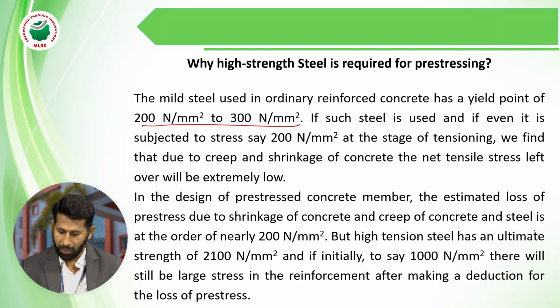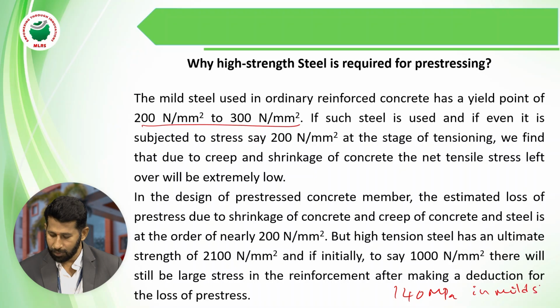It is not used with mild steel because of the initial stress of 140 MPa in mild steel. So the initial losses are more for mild steel, and therefore high tensile steel is used, 200 to 2100 MPa steels. There will be large stress in the reinforcement even after making a deduction for the loss of prestress.